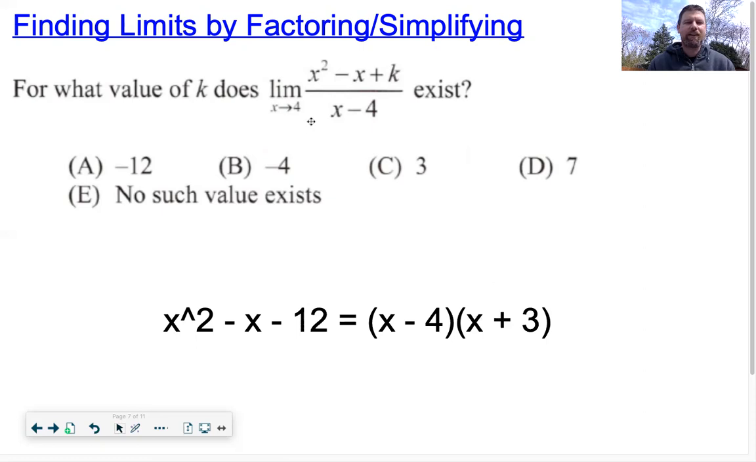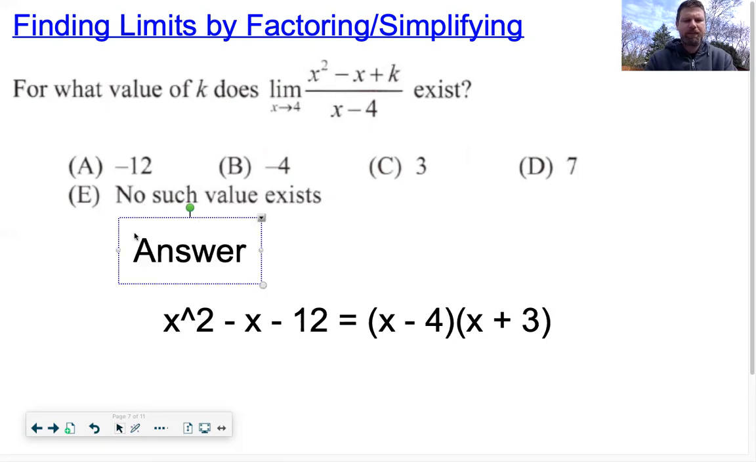I could then find the limit. I'd plug that 4 in. 4 plus 3 is 7. That's probably why this distractor is here. But the k that I would have to have would be a k value of negative 12. So my answer is A.